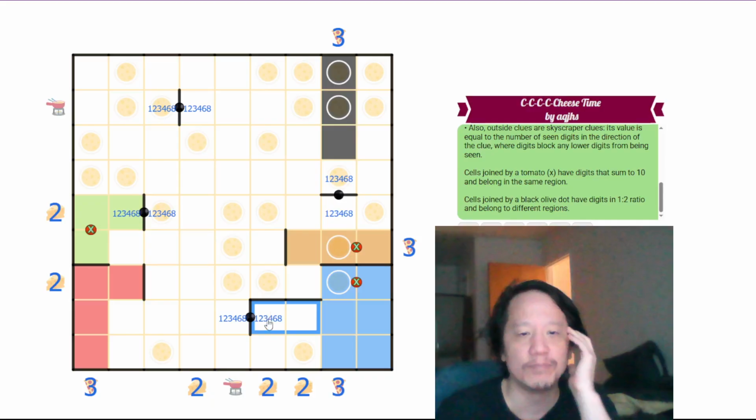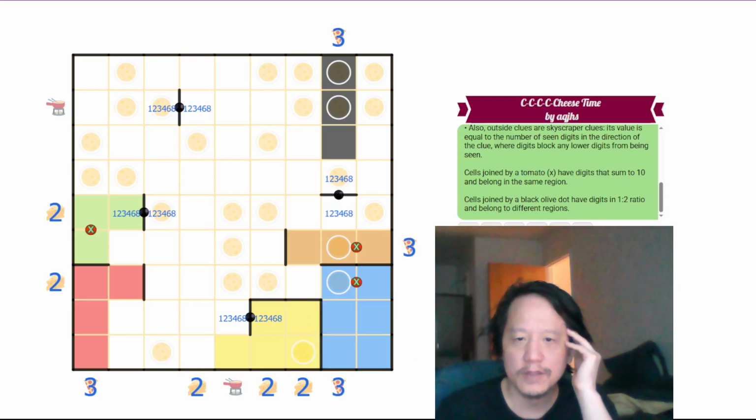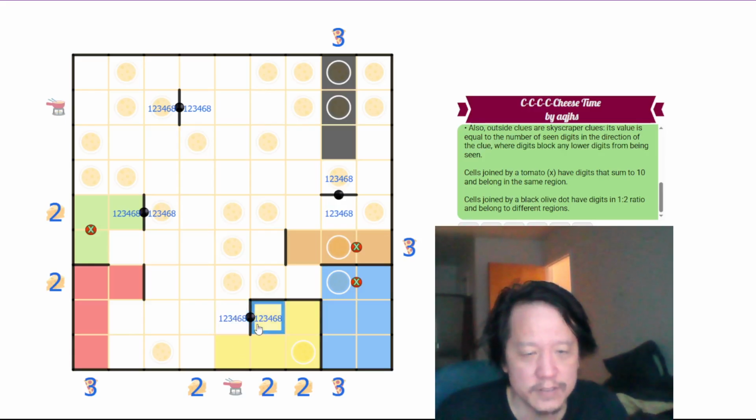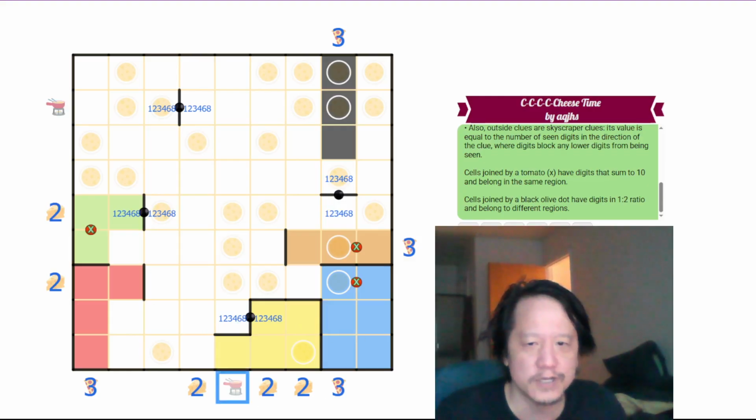So this cannot be blue. It must be another region. So this is yellow. Yellow has to go out that way because there's no other place to go out. This is not part of the same region as this because of this boundary here. So we know this only sees one cell before the first internal boundaries.